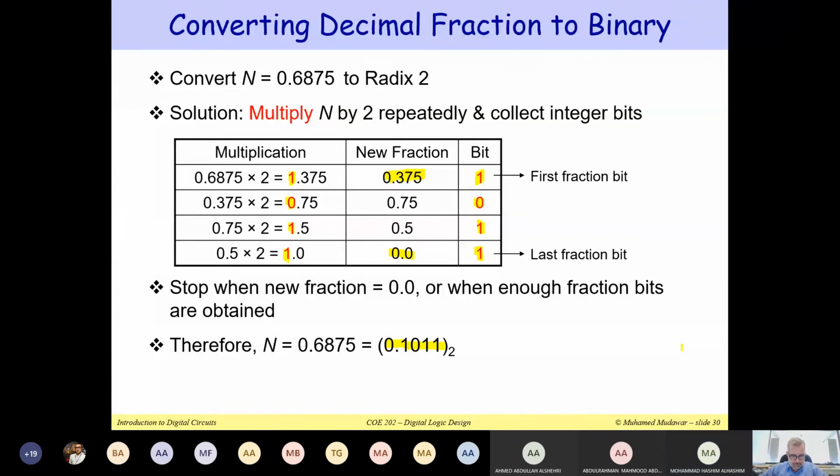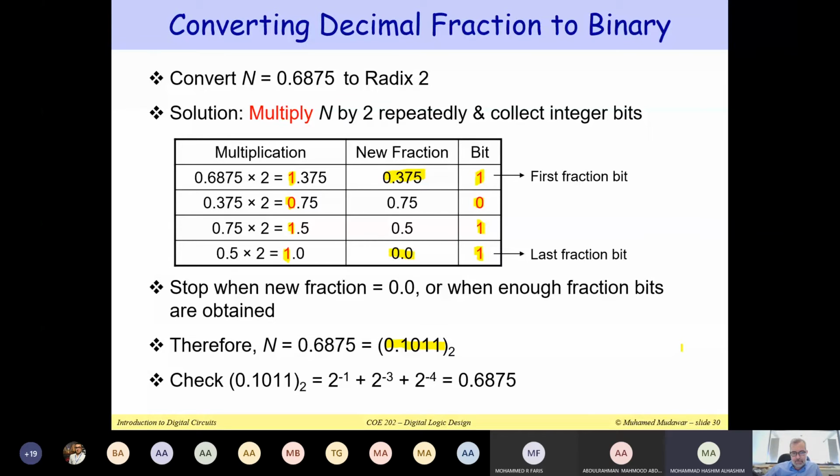Doctor, what if the number is 25.6875? Okay, I'll talk about this. You convert the integer part separately and the fraction part separately. I have an example about this. Let us continue.